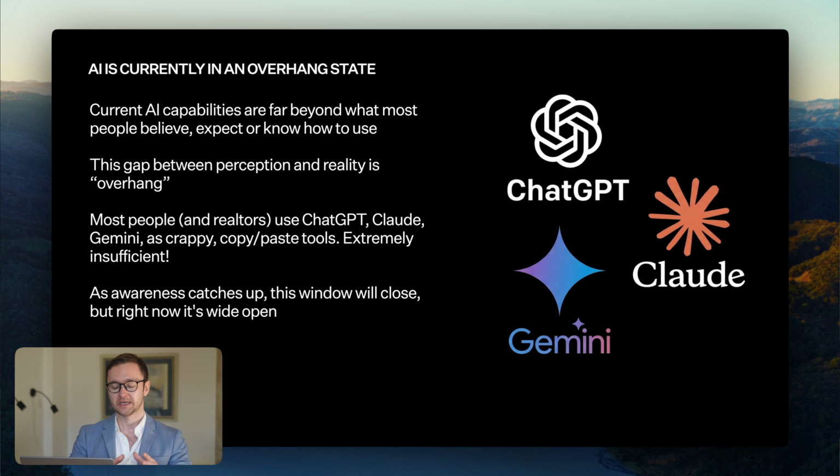For most people out there and most realtors, they essentially know how to use ChatGPT, Claude, Gemini, and it's kind of like these copy-paste sorts of tools. This is extremely insufficient. This is basically virtually not using AI at all. As this awareness catches up, you'll see exactly what I mean after watching this video. This window will close at some point. Two years down the road, three years, five years down the road, people will also know how to use these tools. But right now, this is wide open. After you watch this video, you'll be years and years ahead of what most people are aware of when it comes to leveraging AI.